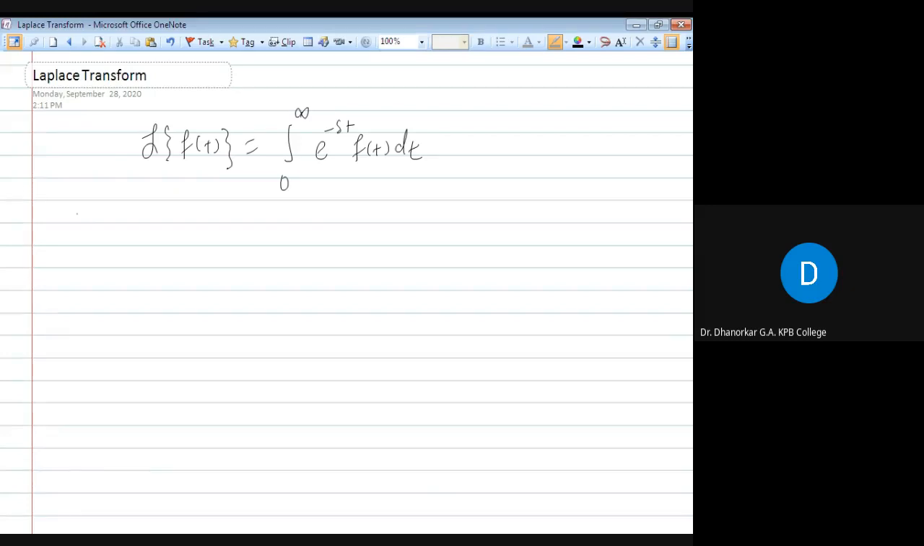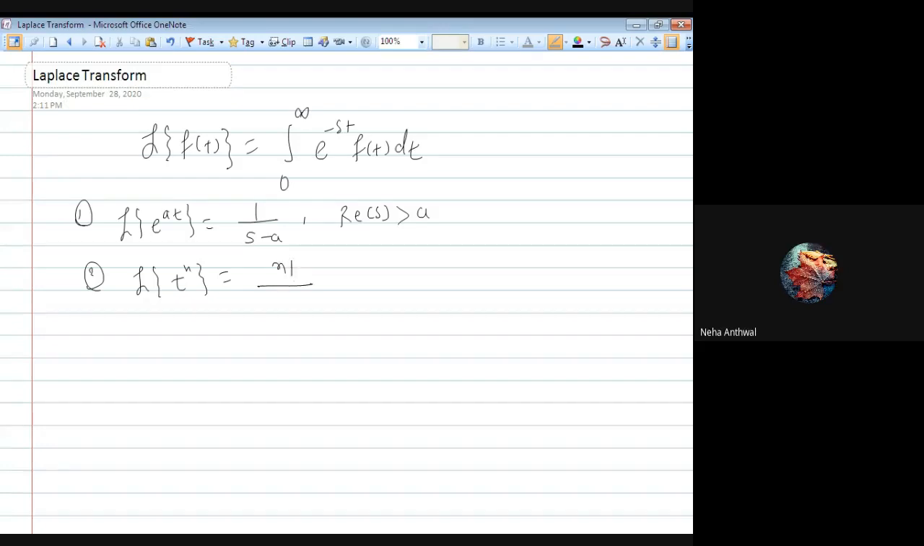Again, we have gone through some standard results. What is the Laplace transform of e raised to at? It is 1 upon s minus a, where the real part of s is greater than a. Then easily we can find the Laplace transform of e raised to power minus at. Next, the Laplace transform of t raised to power n. What is it? n factorial upon s raised to power n plus 1.